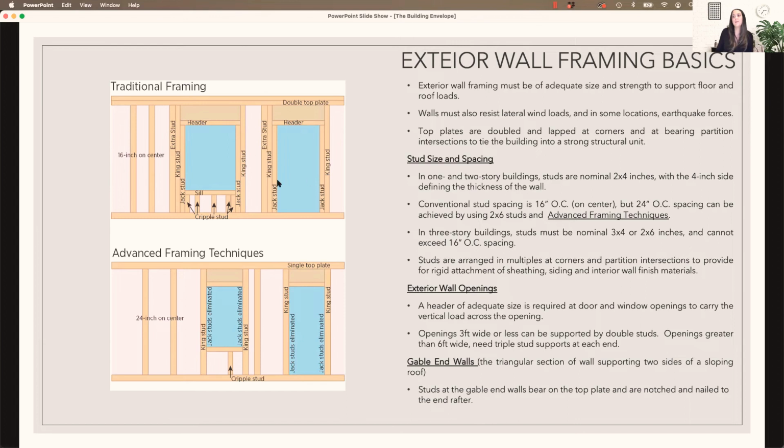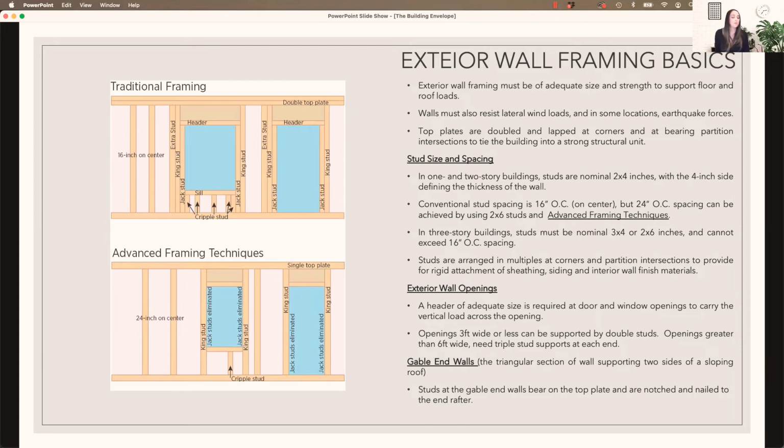And then in the case of a window, you would have a sill. So that would create your window opening. And then you would need to have extra cripple studs to support that opening. In advanced framing, you can get away with a lot of this extra stud framing because you're using stronger techniques, and you just need the king studs and a single cripple stud, depending on the size of the opening here.